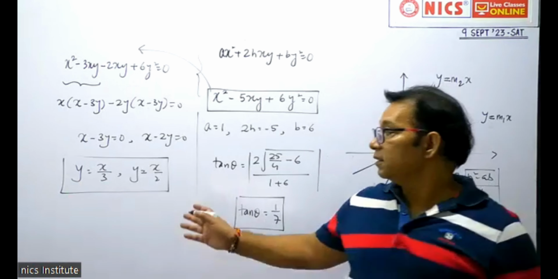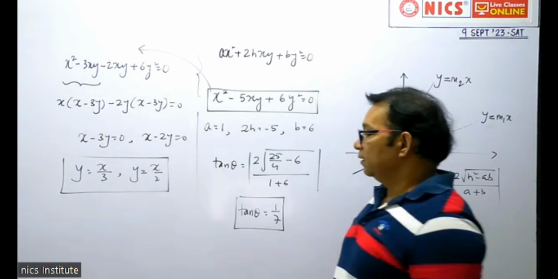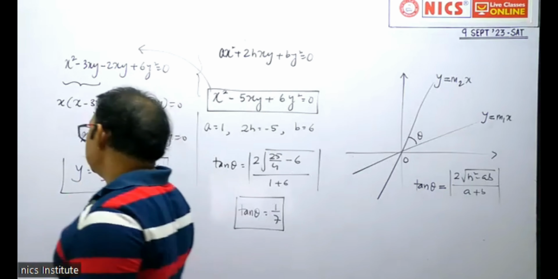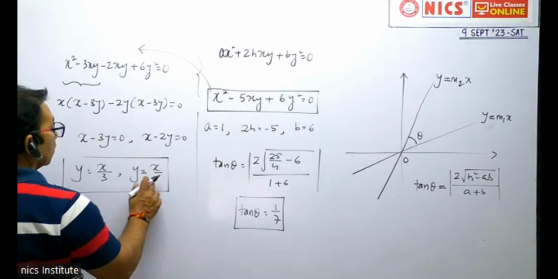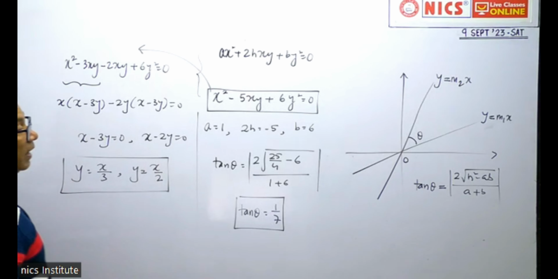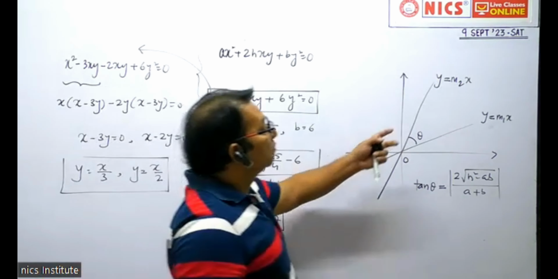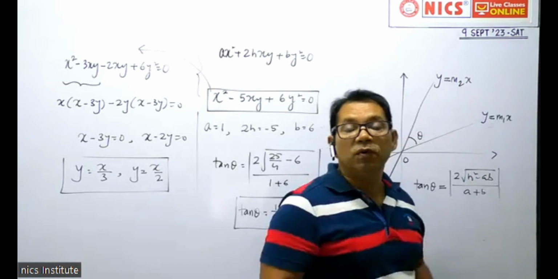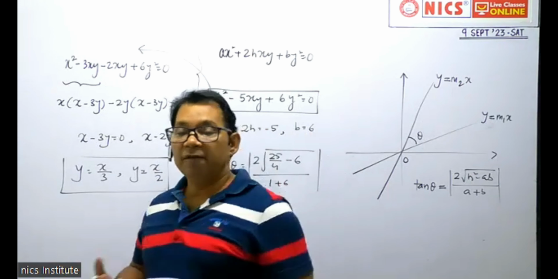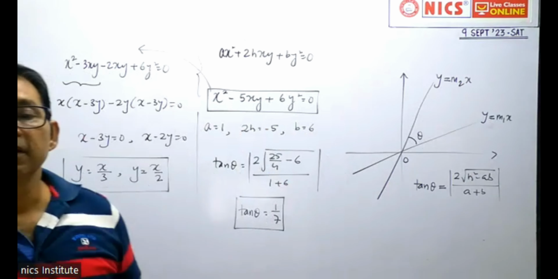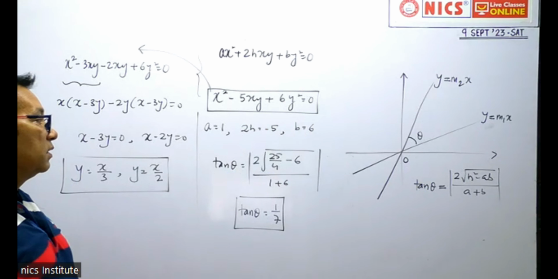And as you notice, these two lines do not have a constant term. Therefore, they'll pass through origin. The lines are of this format: y is equal to m1x, y is equal to m2x. So any line which passes through origin does not have a constant term.